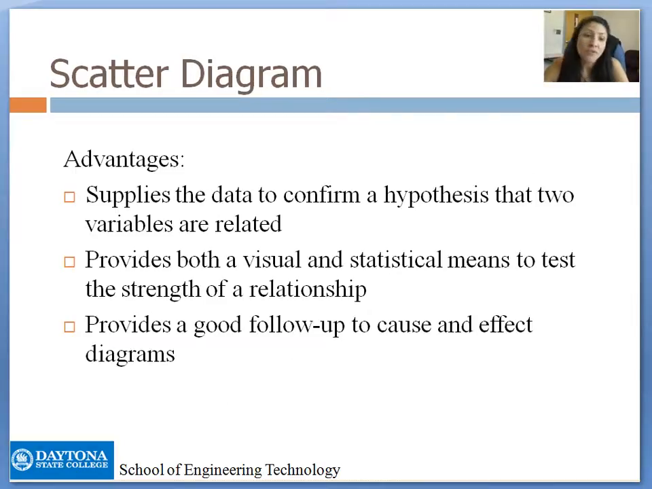Some of the advantages of using the scatter diagram is that it supplies the data to confirm a hypothesis that 2 variables are related. Now, you could have a strong relationship, a weak relationship, or no relationship between 2 variables, and the scatter diagrams help us to understand if they exist or not. It provides both a visual and statistical means to test the strength of a relationship, and provides a good follow-up to cause and effect diagrams.